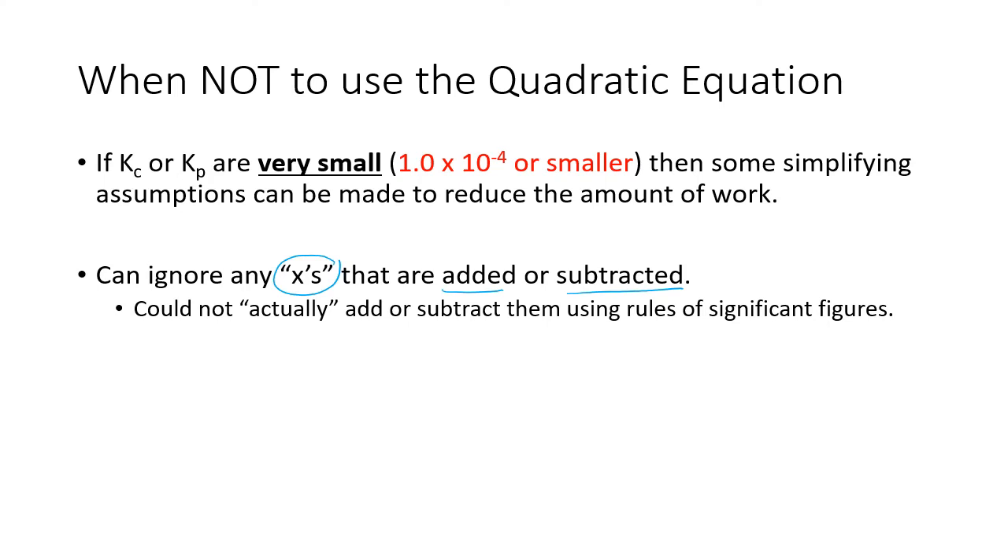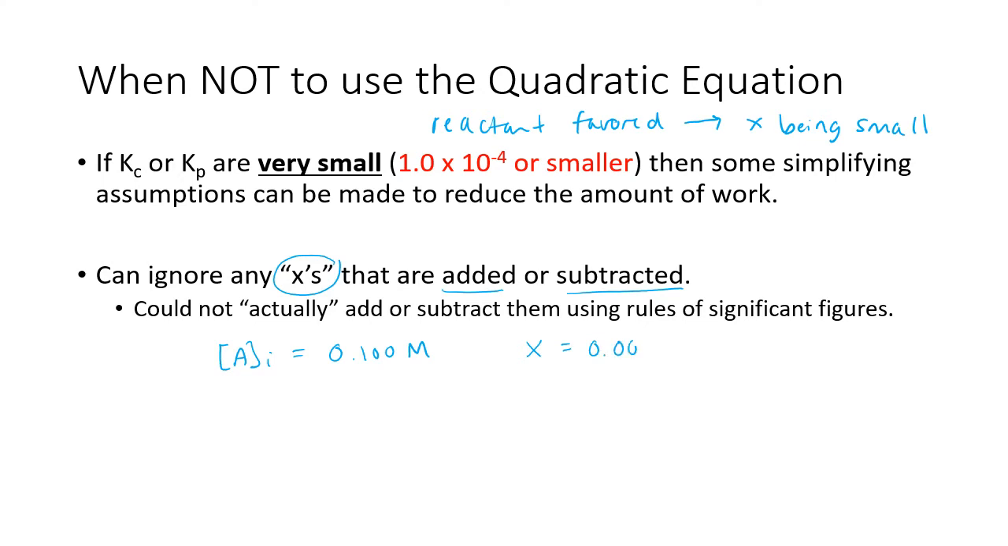Remember, if you have a very small value for your Kc or Kp, the magnitude of it is small. That means that you have a reactant favored equilibrium. And if it's reactant favored, the amount that the reactants react is going to end up being really small. So that will lead to x being a very small value. And x is our change in concentration. So let's imagine that we have some reactant, A, and we have the initial concentration, and we say it's 0.1 molar. Well, whenever we find out what x is, it's going to be tiny. So maybe x ends up being 0.00001 molar as the change.